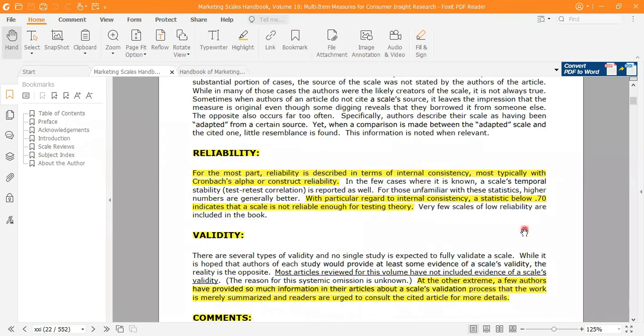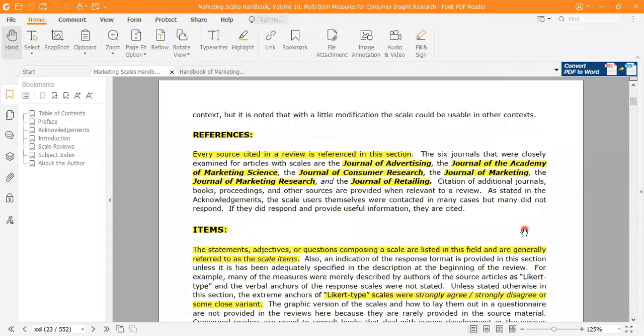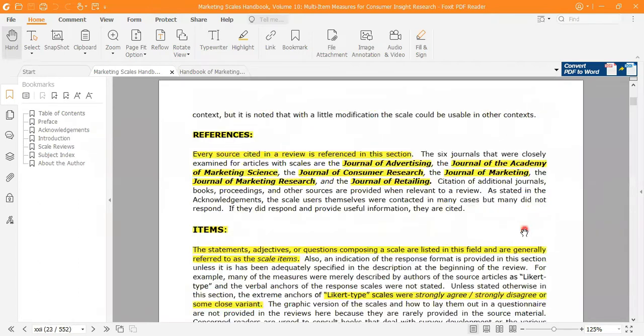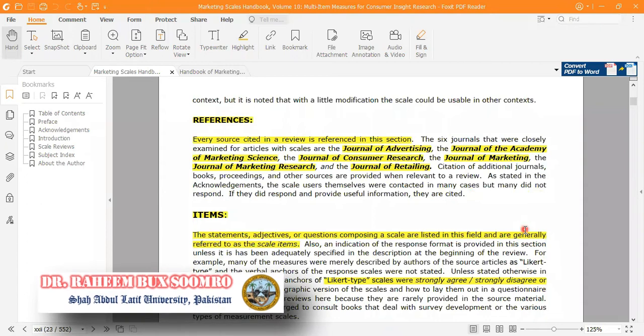So now 0.7 and above is a threshold, and then validity is also there. And then another thing is a comment. If there is any issue with that skill which you are using, that issue has been highlighted in the comment, and the necessary caution is also available. Now another thing is about the reference. From which journal this skill has been adopted.